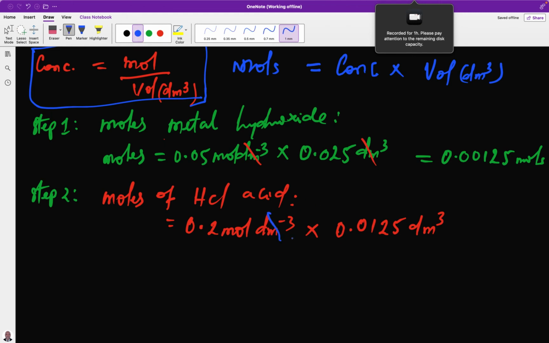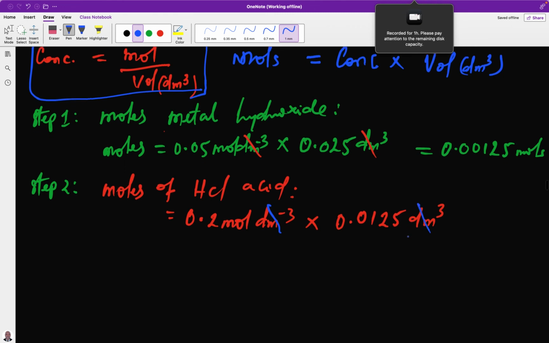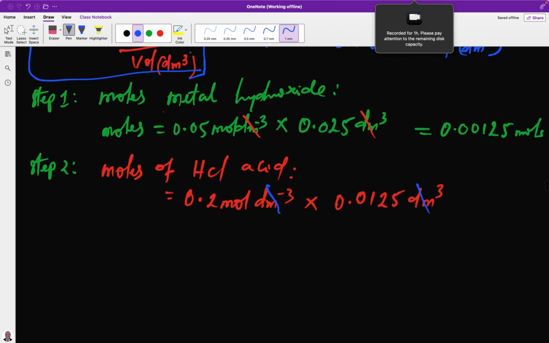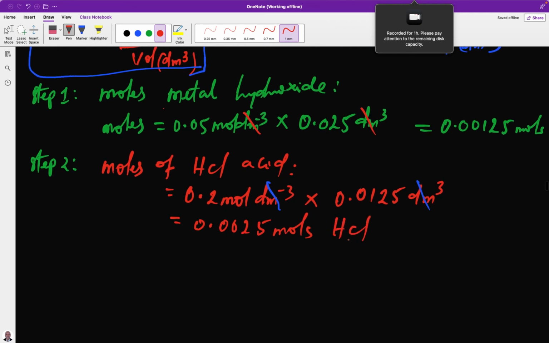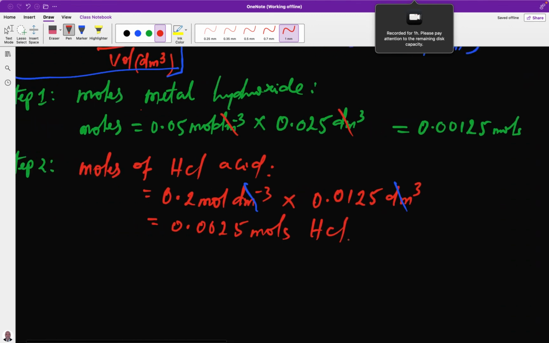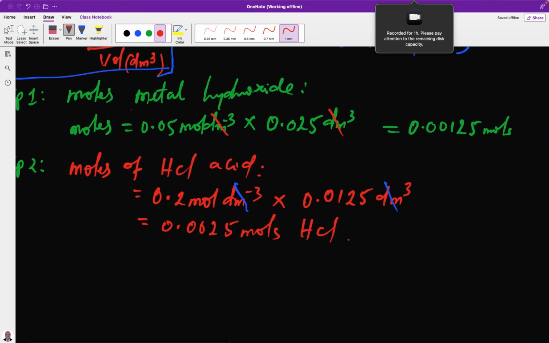Now we want to cancel out the units. And what will be our value? 0.2 times 0.0125. We will have 0.0025 moles of hydrochloric acid. Now that is the moles of hydrochloric acid.